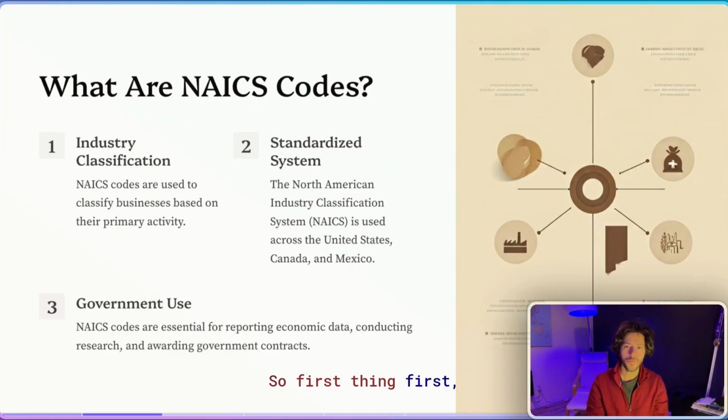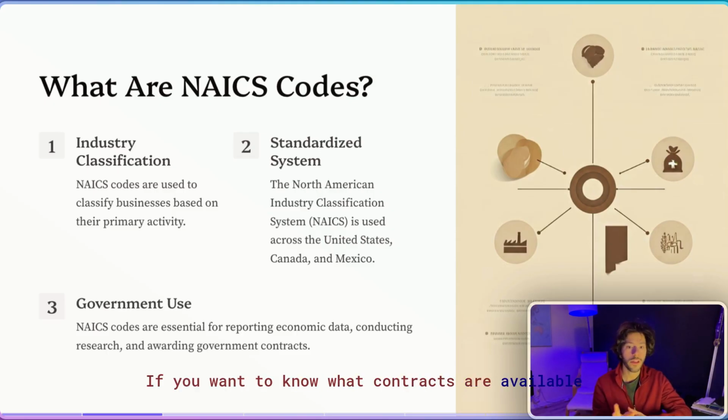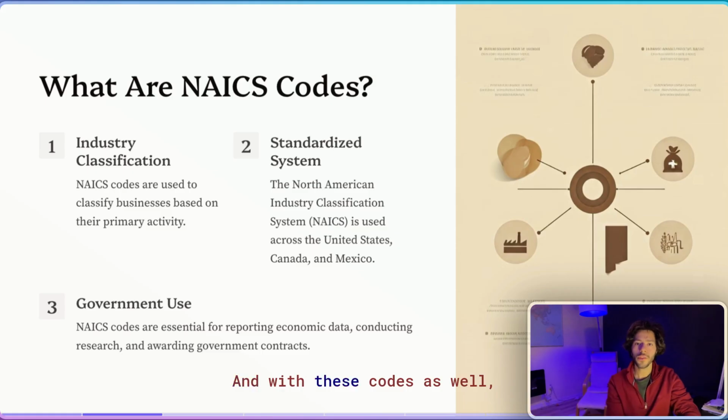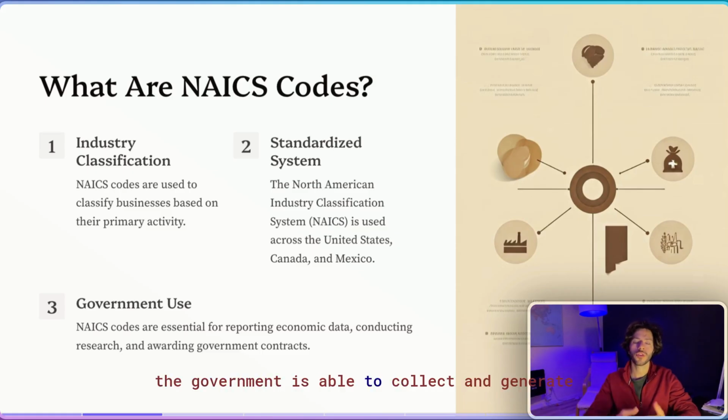So first things first, what are NAICS codes? It stands for North American Industry Classification System. These codes classify different sectors of the economy, everything from agriculture to tech to construction. They're used by the federal government to organize and identify industries. So they're a big deal if you want to know what contracts are available in your field. These codes are the same across North America and Mexico. And with these codes as well, the government is able to collect and generate data about the economy.